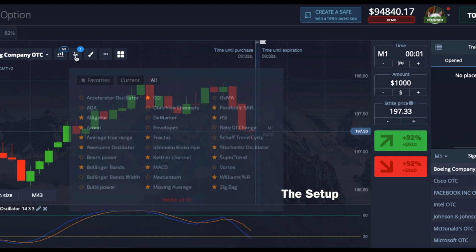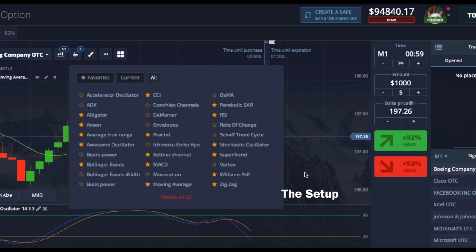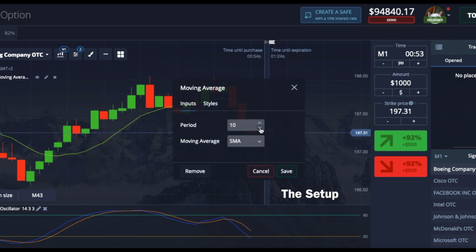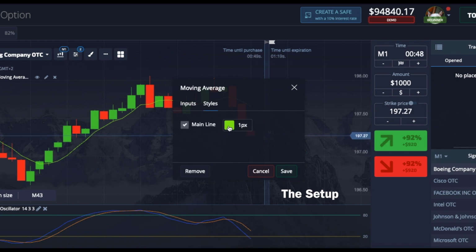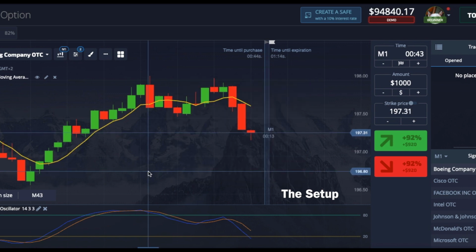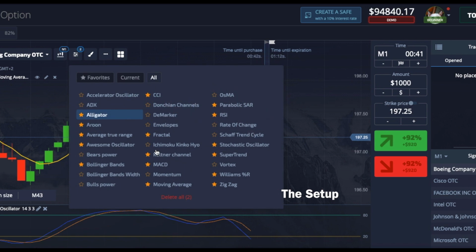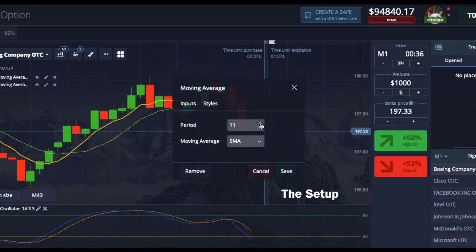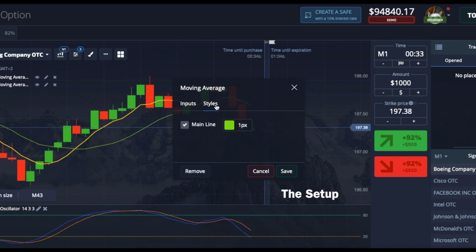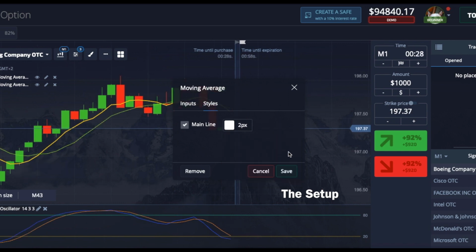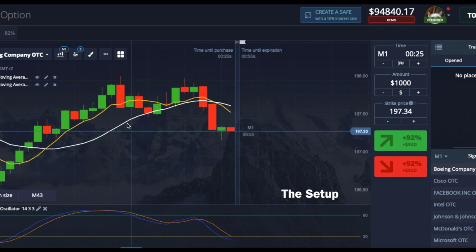Okay, guys, for this strategy, we are going to be using two moving averages. We're going to change this SMA to 6. And we're going to change the color to yellow and the thickness to 2 points. We're going to save that. Then we're going to put on another moving average. We're going to change the SMA to 14. And we're going to make the color white, change it to 2 points, and save that.